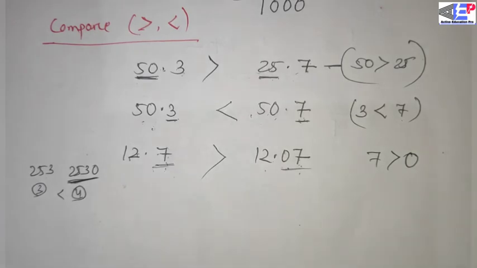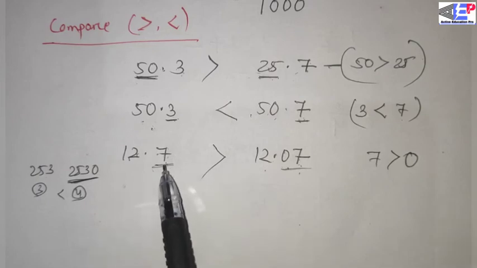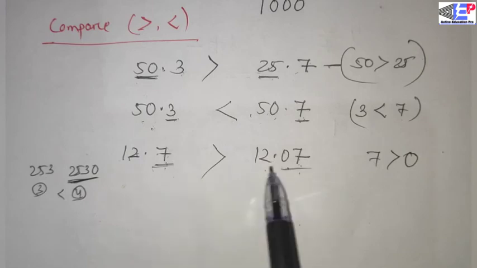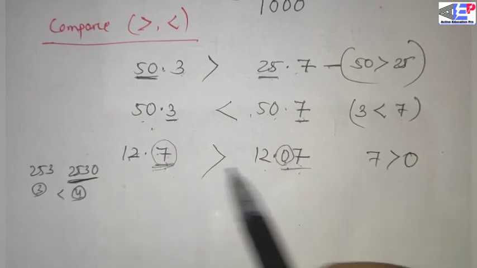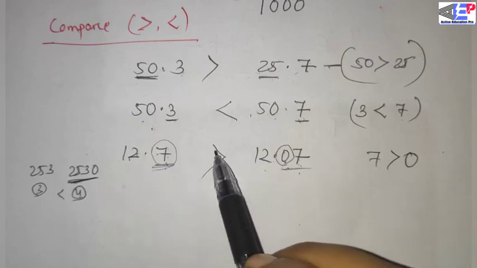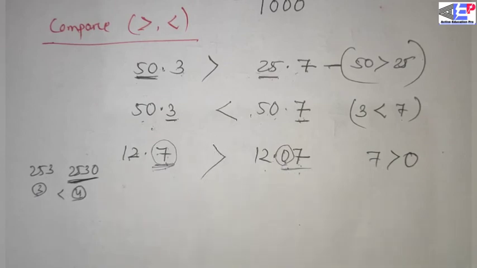Don't compare decimal numbers by counting the number of digits present in the number. Compare the numbers by comparing the tenths position digit. This is the tenths position digit, 7 and 0. From the tenths position digit, you can find out which is greater and which is smaller.